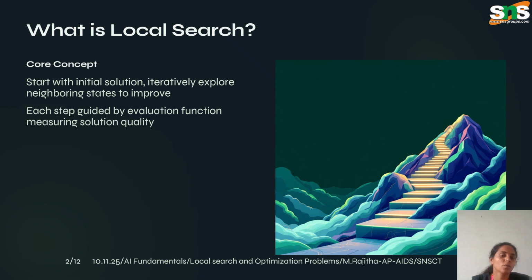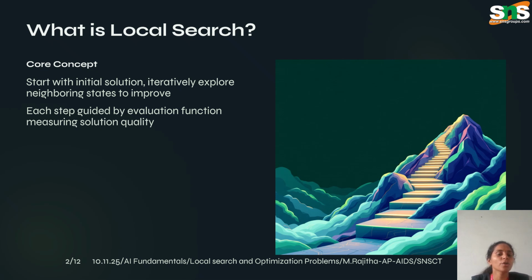So what is local search? Start with an initial guess, a random solution. Then look around at neighboring solutions, small changes to the current one. Evaluate each neighbor using an evaluation function that tells how good it is. If a neighbor is better, move to it. Repeat this until no better neighbor exists.